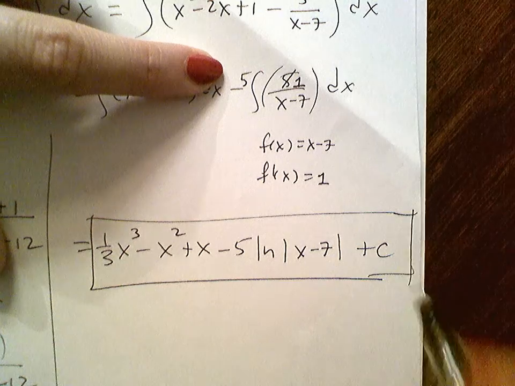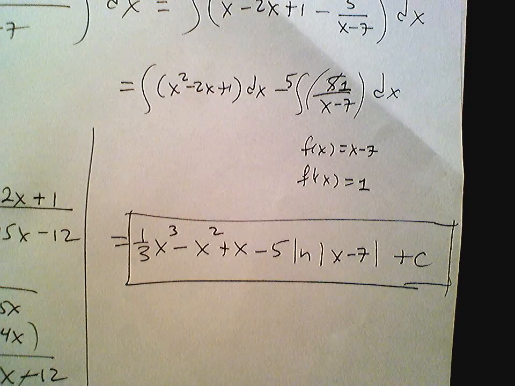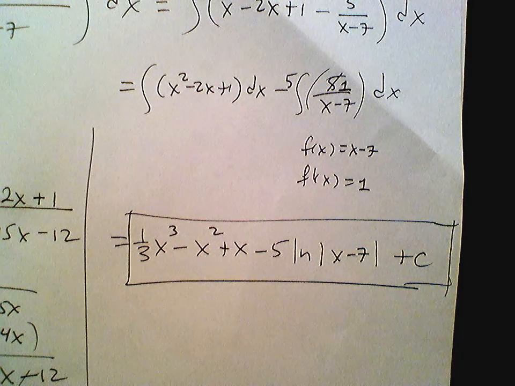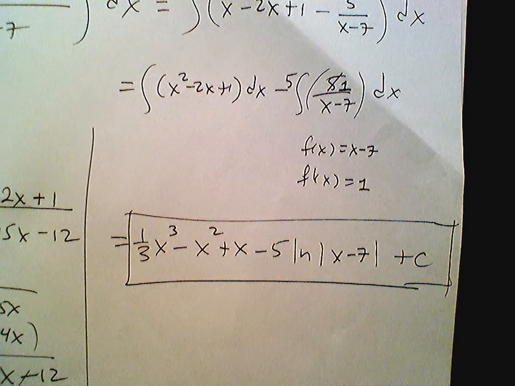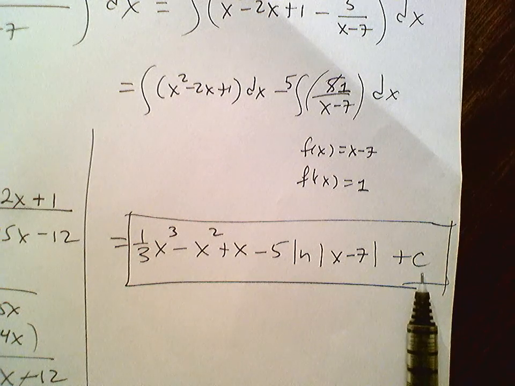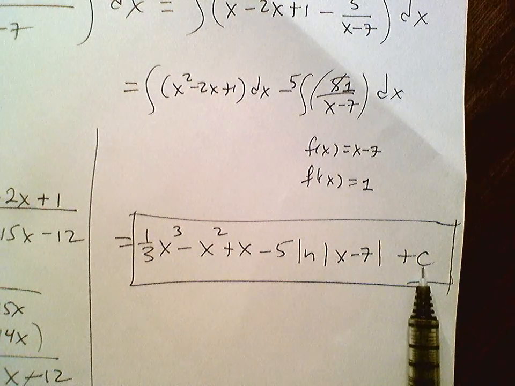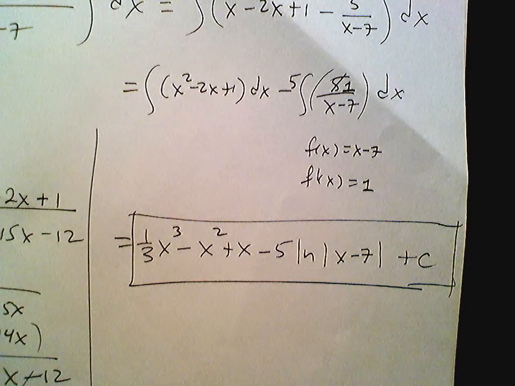plus c. Plus c, because the output is a whole family of functions all whose derivative is the input of the indefinite integral. So this c could be any constant, and the derivative of this, when you take the derivative, that would be 0. So we'd end up with the original.